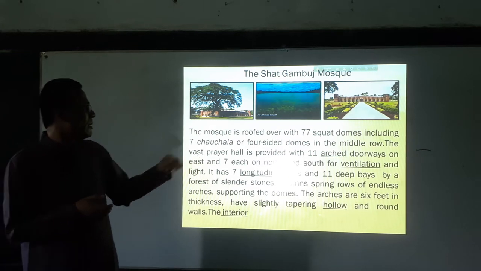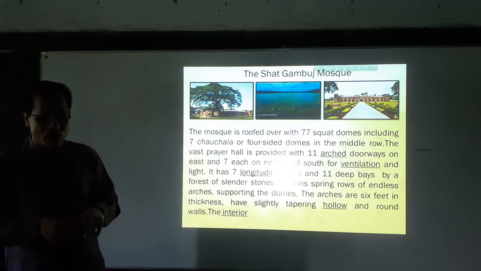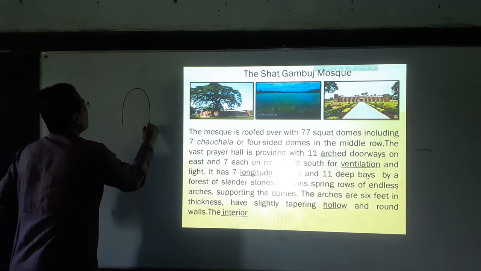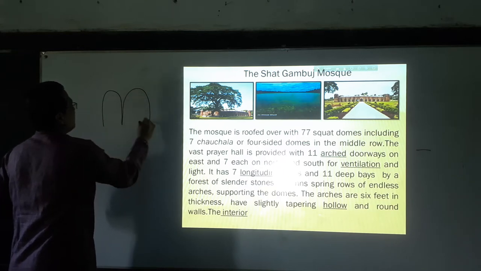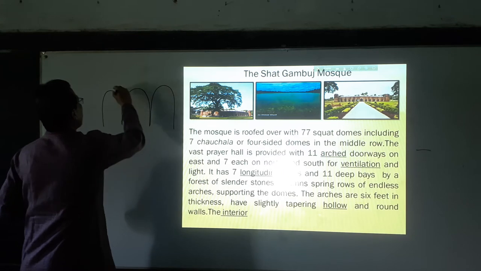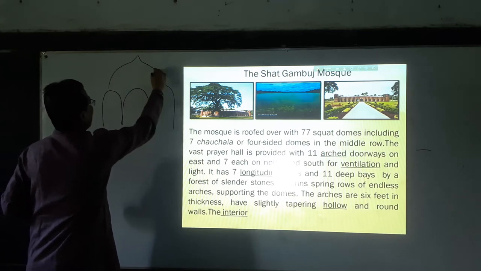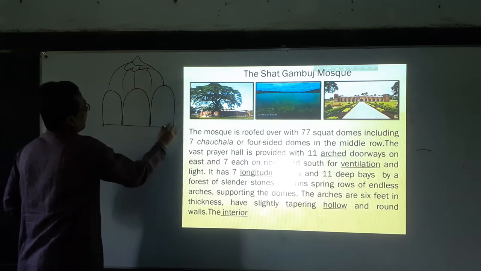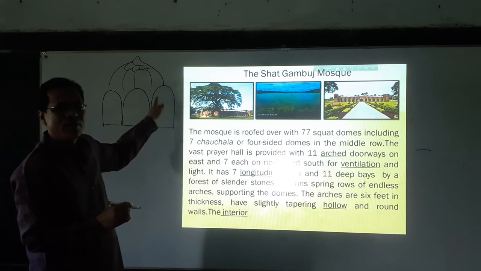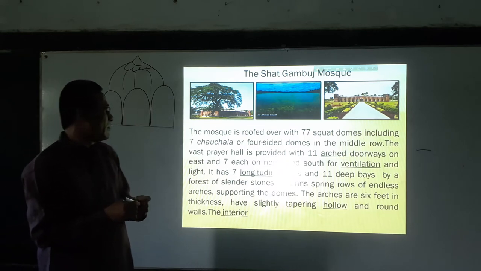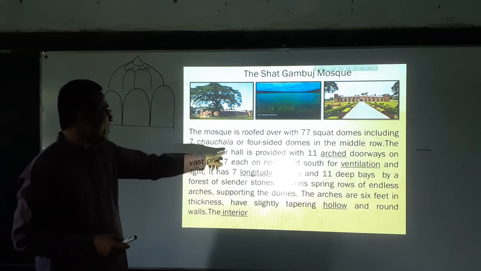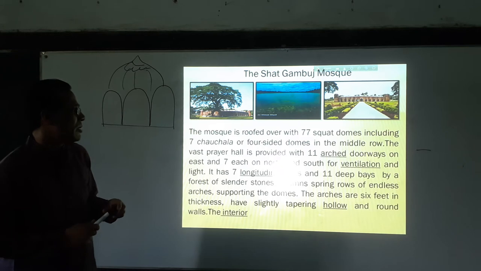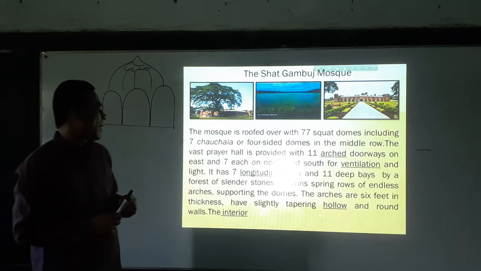The vast prayer hall is provided with 11 arch doors. This is called an arch door, arch shaped. In the middle of the vast prayer hall there are 11 arch doors on the east and 7 on the north and south for ventilation and light.